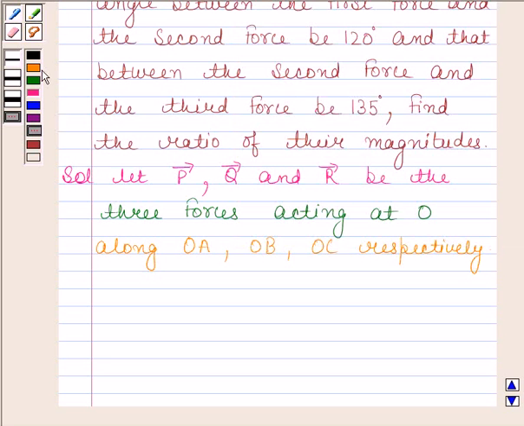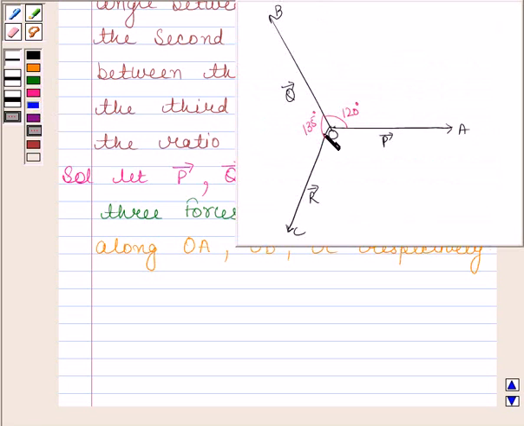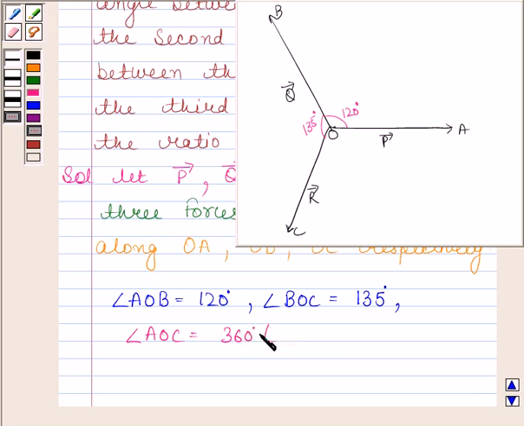Now, we have angle AOB as 120 degree, angle BOC as 135 degree. Now we will find angle AOC. The sum of all the angles at O is equal to 360 degree. So angle AOC will be equal to 360 degree minus (120 degree plus 135 degree), and this is equal to 105 degree.